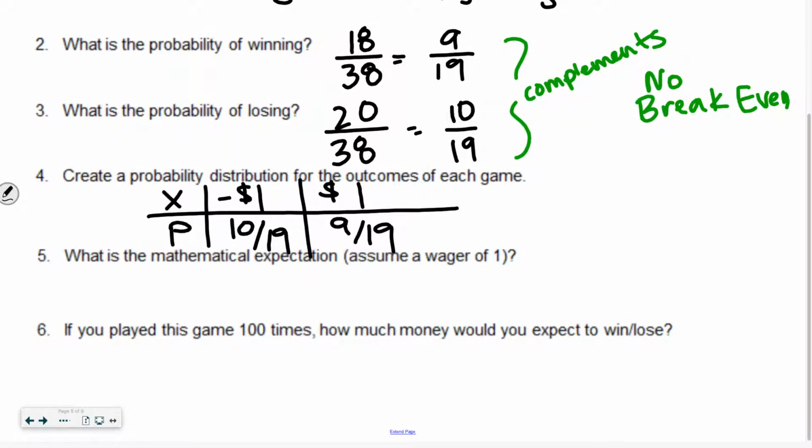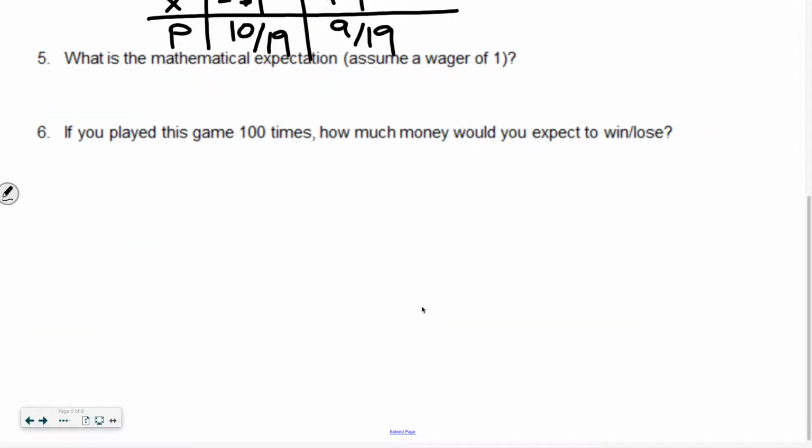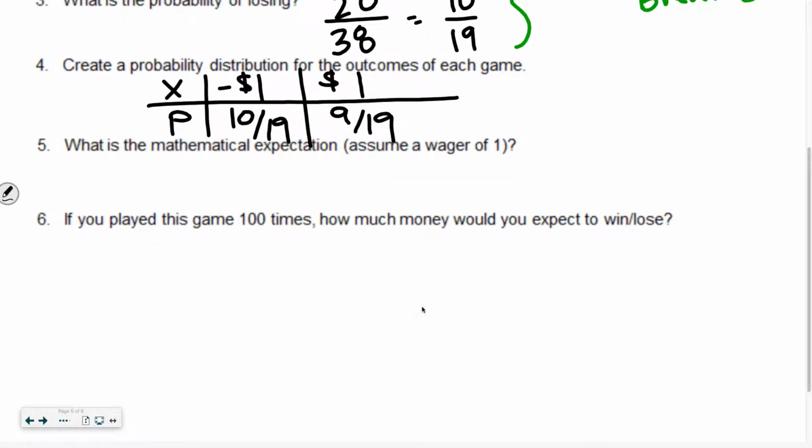Win $1, lose $1. So remember, if you get your dollar or your Tootsie back, that's not a win. It's just a break even. And to clarify, I don't consider breaking even winning or losing. It's a whole separate group.